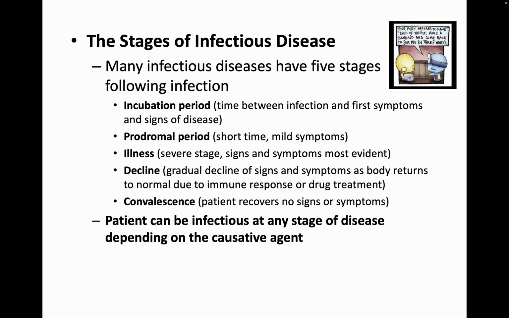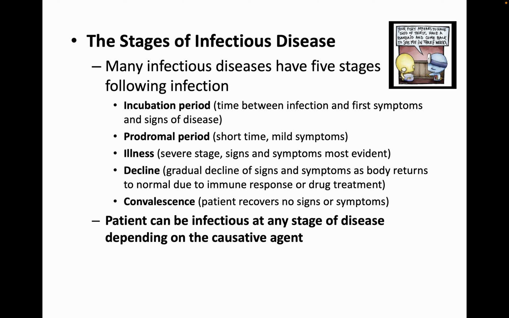There are several stages of infectious disease, and the 5 phases are: an incubation period. This is the time between infection and the first symptoms and signs of disease. The prodromal period is a short time, and this is when symptoms are mild, general, and vague, like you just don't feel right. Illness is the severe stage. This is where the signs and symptoms are most evident.